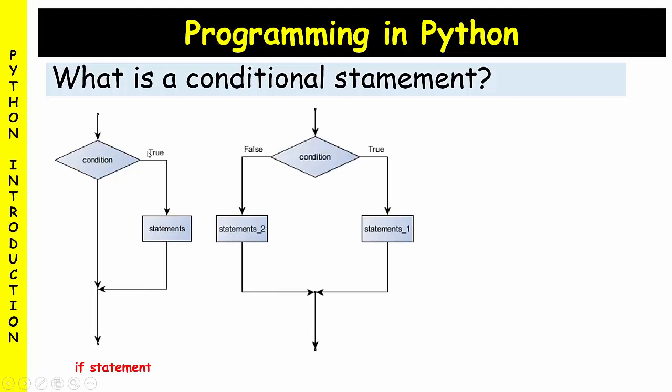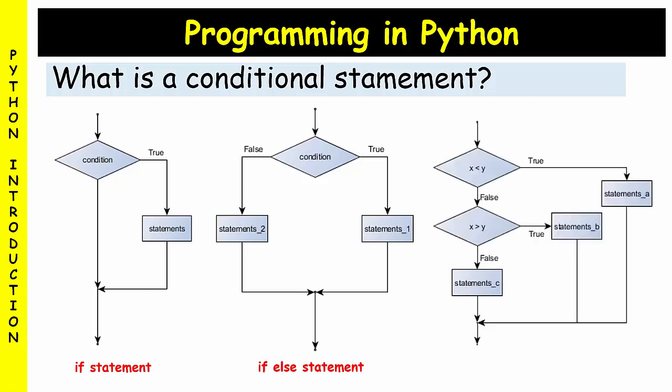If you want one thing to happen when a condition is true and something else to happen when it is false, then for that you would use an if else statement. So the first print statement will execute if the condition is true. If the condition is false, then it will print statement 2.